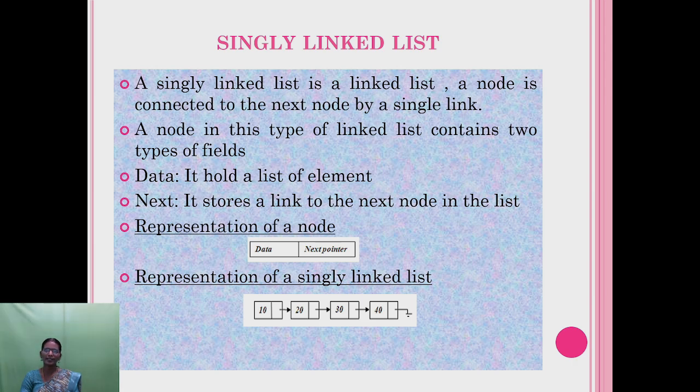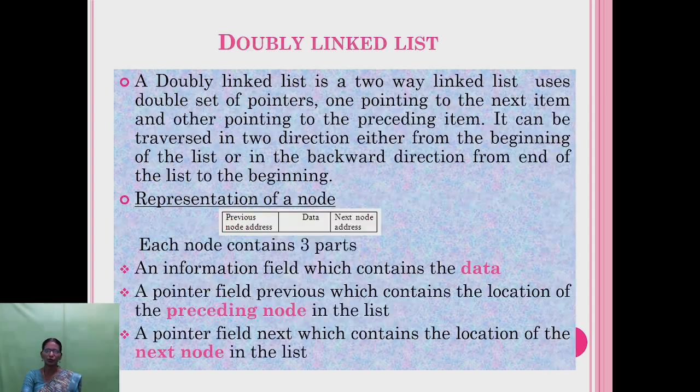Then we put in an arrow. The arrow from the first node points to 20, the second node's arrow points to 30, then the third node points to 40, and the last node points to null. Okay, this we write. Data means we store the list of elements. Next means the address of the next node in the list is stored.